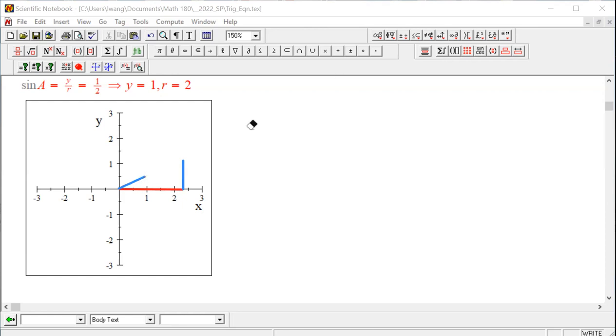I don't want that blue, so I'm going to make that green. How about that? So this r is green. What do we know? We know that r is 2, y is 1, and this is a right triangle, so we can figure out the red by the Pythagorean theorem. And that's the terminal. For such a terminal, what angle would that be?